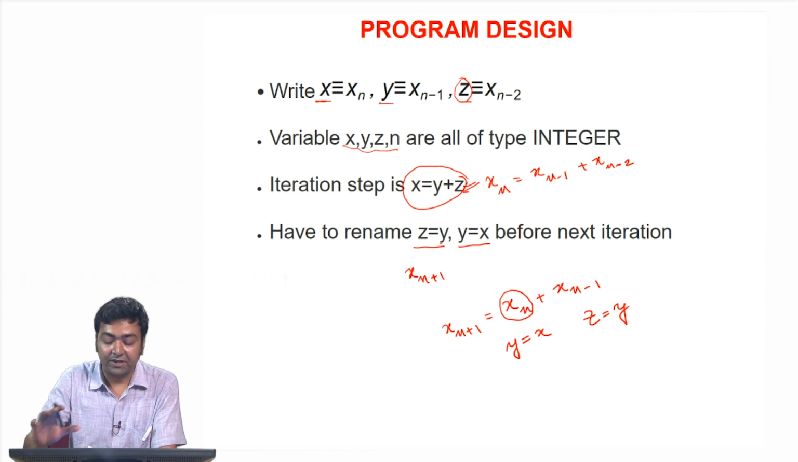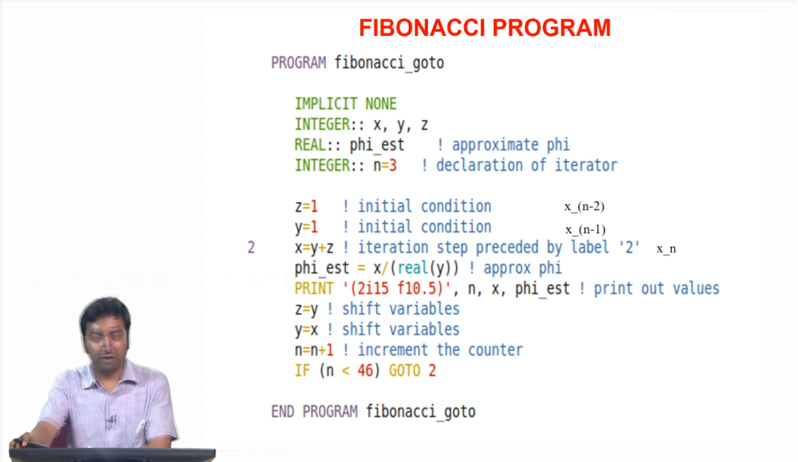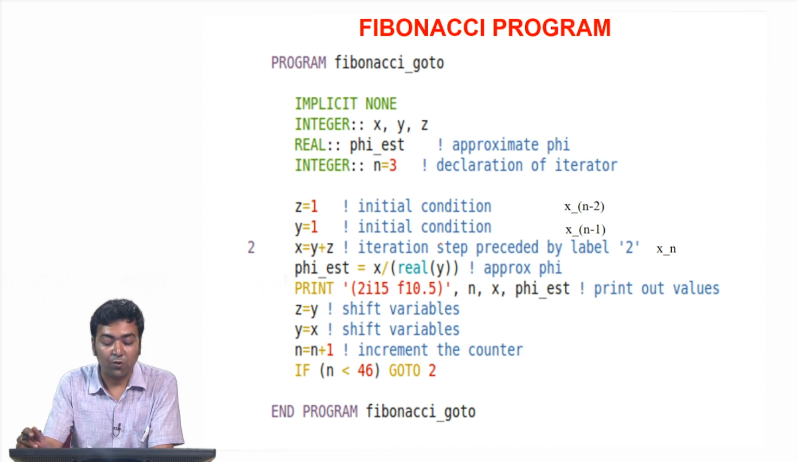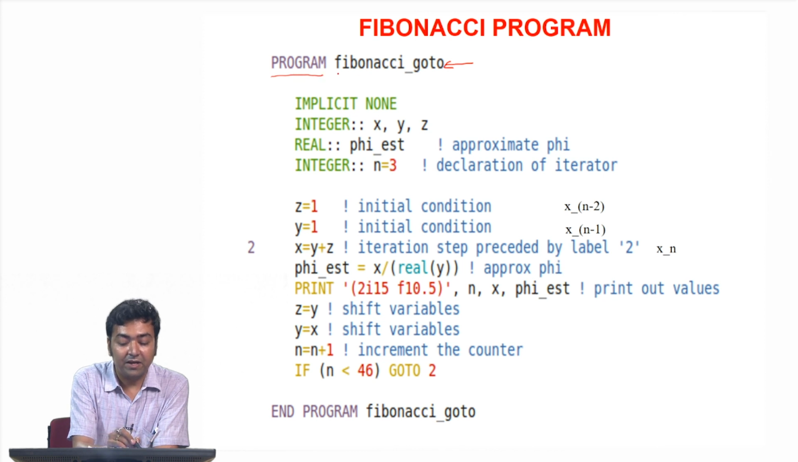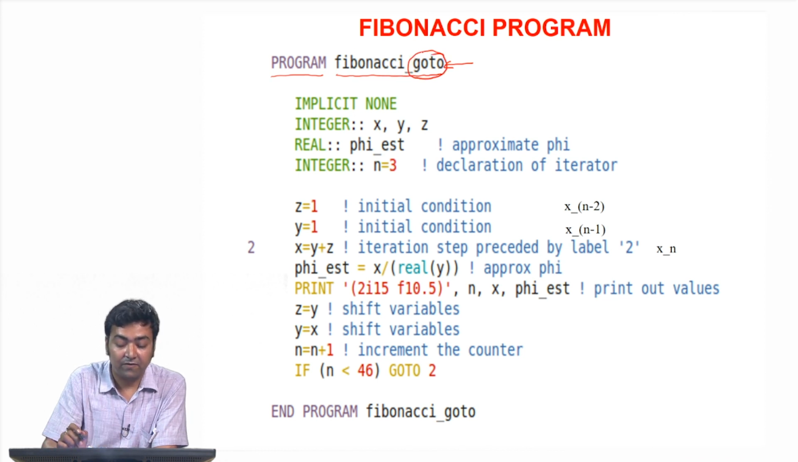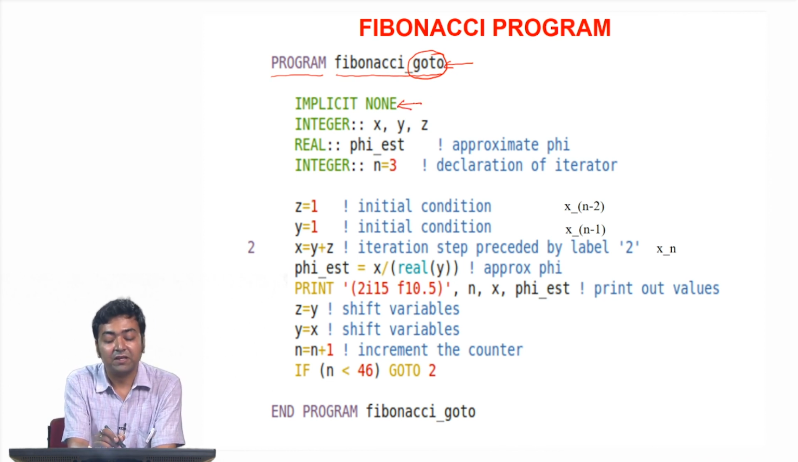So, this is the basic design of the program, and I have the example program here. It will look like the following. Again, as I mentioned in the previous lecture, I start the program with the program statement, and then I give a name to the program. The program generates a Fibonacci series using this new Fortran feature, which is goto. As usual, I tell the machine not to assume anything about the type of the variables I am using.